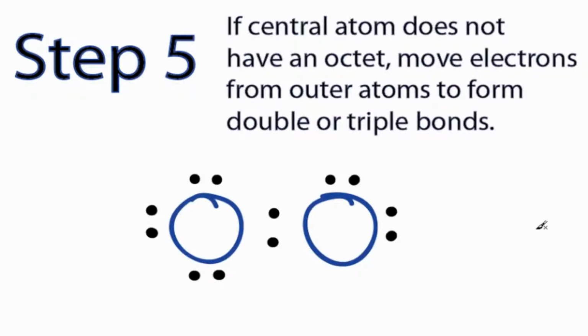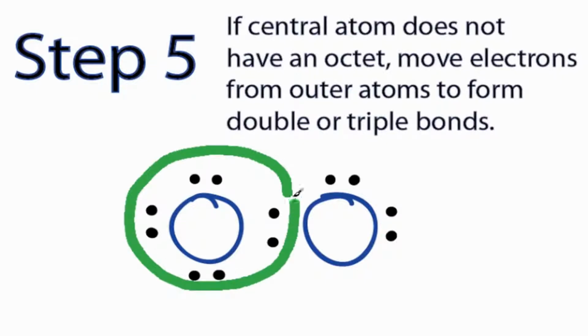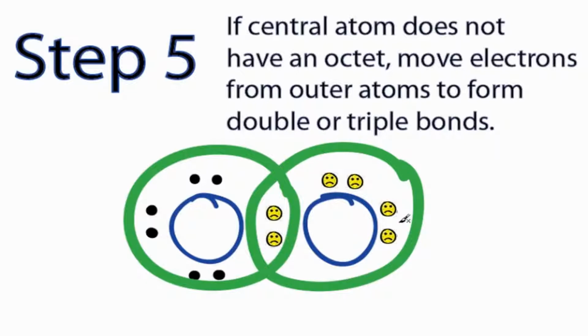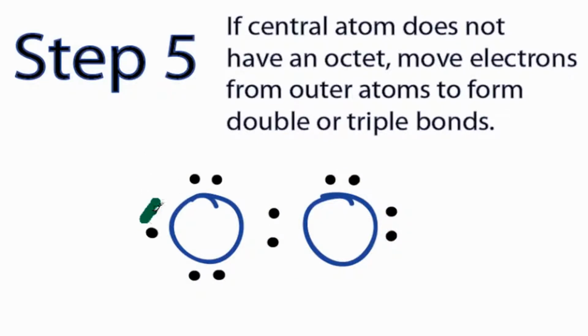So for O2, oxygen, if I follow all the rules, I count the valence electrons, I have 12, and if I put a bond between the atoms and then fill the outer shell, I end up with the situation where I have an octet for this oxygen. It has 8, but this oxygen only has 6 valence electrons. It doesn't have an octet, and I don't have any more valence electrons. To solve the problem, I can take these valence electrons right here and move them to the center to share them and form a double bond between the 2 oxygen atoms.